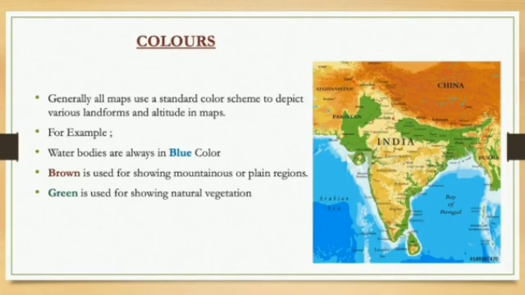Colors. Generally, all maps use a standard color scheme to depict various landforms and altitude in maps. For example, water body is always in blue color, brown color is used for showing mountains and plains, and green color is used for showing natural vegetation and forest cover.